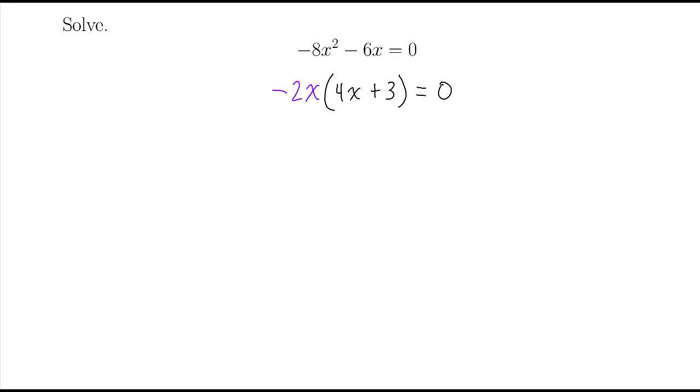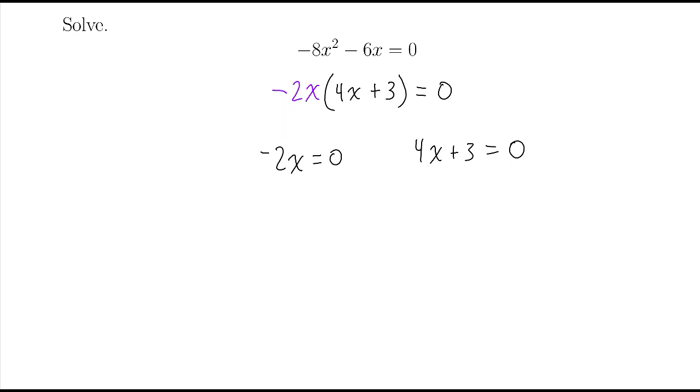Okay, now we rewrote it, right? Now we have two factors that are multiplied together that equal 0. The product of these two factors is 0, so I'm going to use the zero product property. The first thing could be 0. The second thing could be 0. Now we'll find the x value for each of these equations that would give 0.